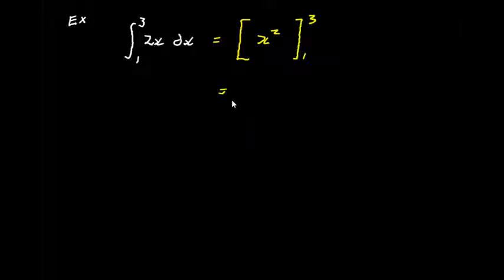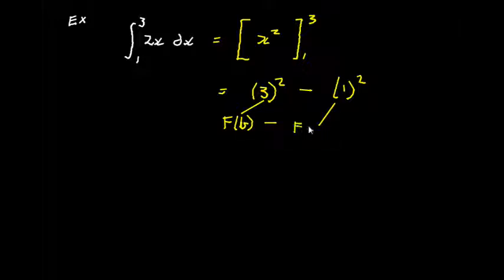And the next step is to work out what x squared for 3 is. Take away 1 squared. So here's my F of b take F of a. And if I evaluate that, I get 9 take 1, which is 8.